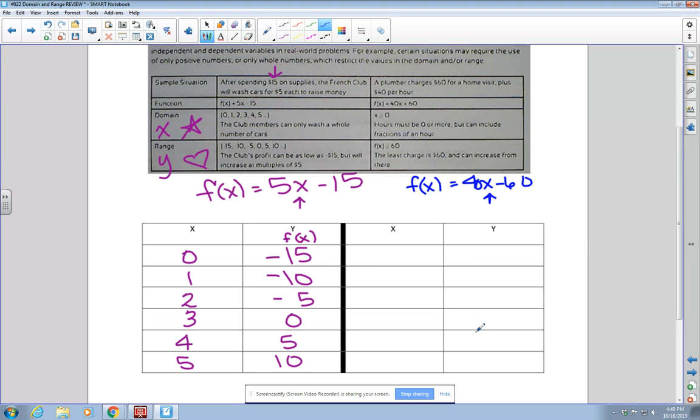Although we still can continue to fill out the table, we have to keep in mind that since fractions are included, we can just simply state x is greater than or equal to 0. Now, the base charge is $60 and can increase from there. So we know that f of x or y is going to be greater than or equal to 60. It cannot be any less than 60 because we know we're going to charge $60 or more. And so we know that the range will be as such.